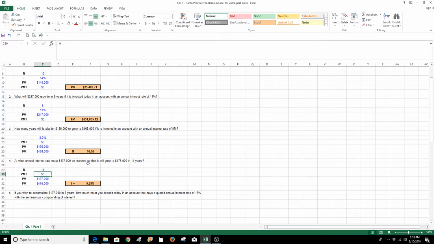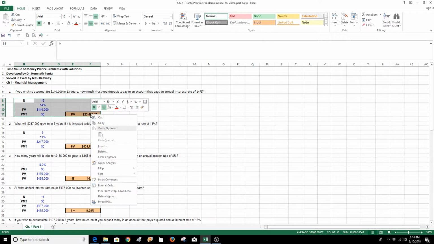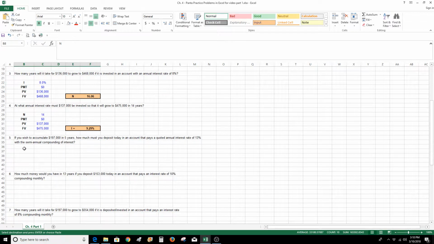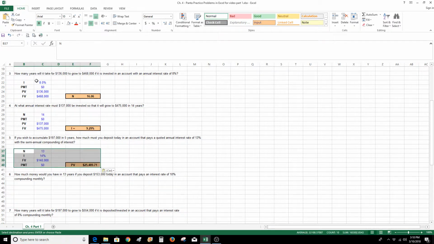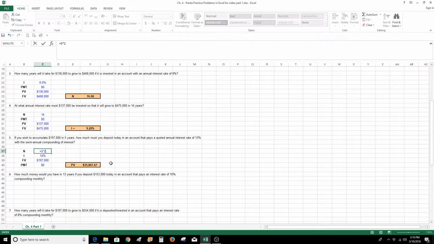So if we go up here to present value, right click, paste here. So you want to accumulate, the future value is $197,000. Okay, it's saying in 5 years, but you have semi-annual compounding of interest. So that means every 6 months you're going to be compounding interest. So the N is actually 5 years times 2 because you earn interest twice a year.